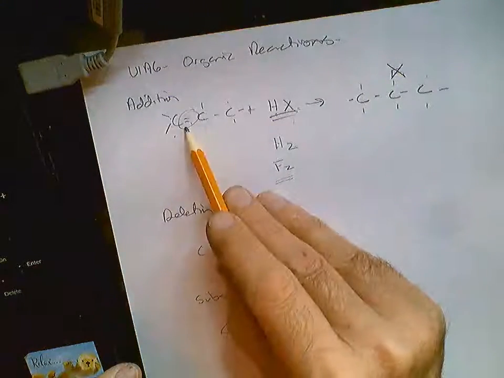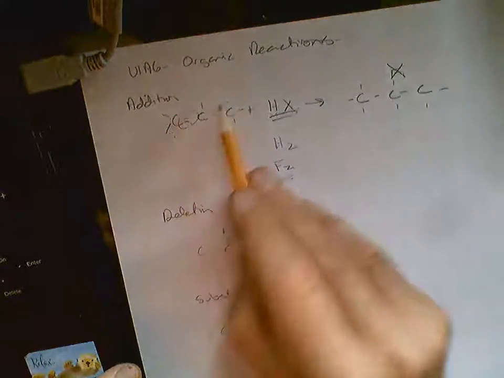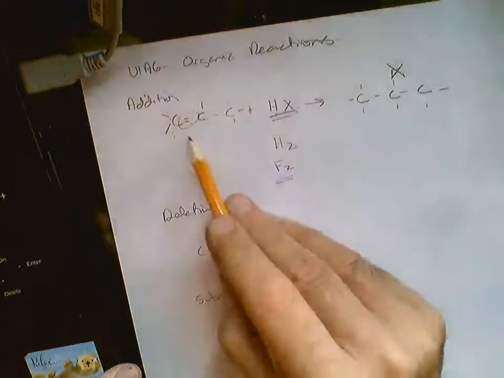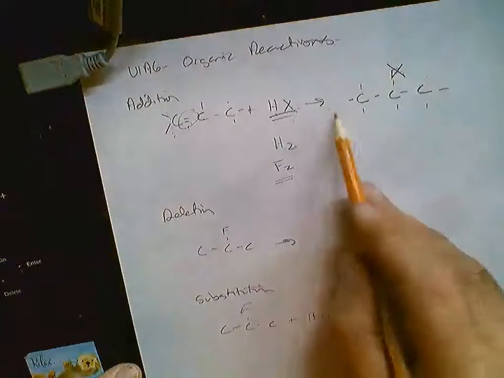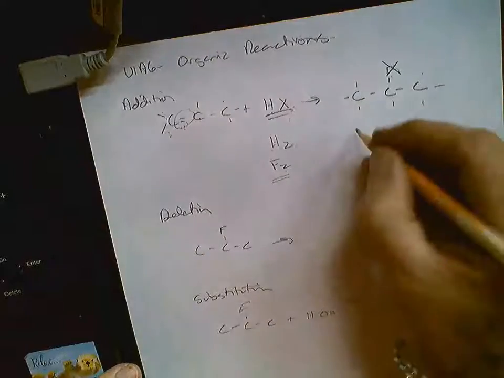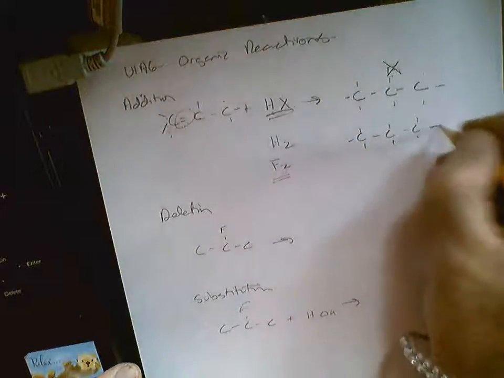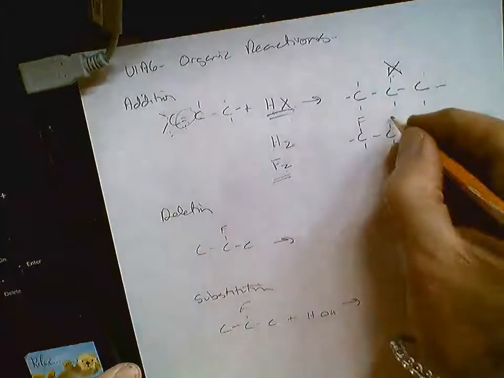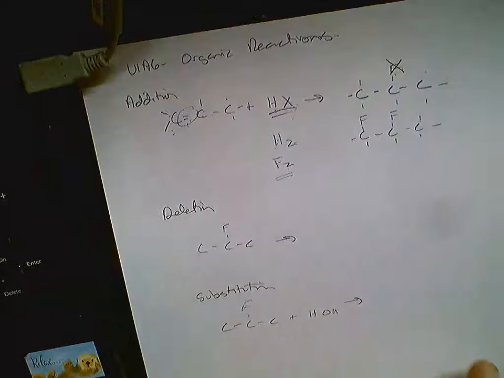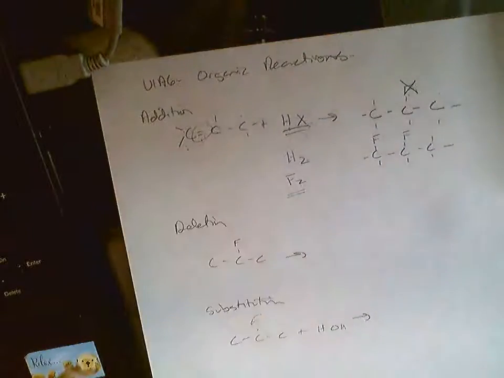So the hydrogen will go to the carbon that's got the most hydrogens. This one has two, this one only has one, and it's got to be on one of them in the double bond. The other one will get an X. Let's say that we were adding the F2. The F would go to one carbon, the other F would go to another. This is an addition. We always add to a double bond.